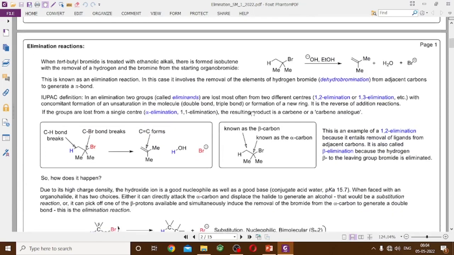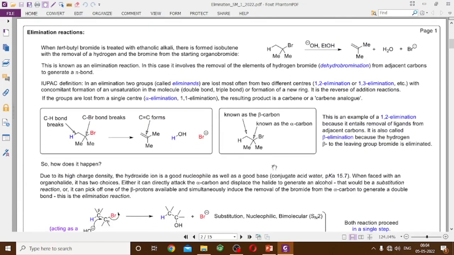Elimination reactions are defined by IUPAC as reactions where two groups, which are called eliminants, are lost most often from two different centers. If these centers are adjacent, then we call it 1-2 elimination. If these centers have a 1-3 relationship, then we call it 1-3 elimination, with the concomitant formation of an unsaturation in the molecule.